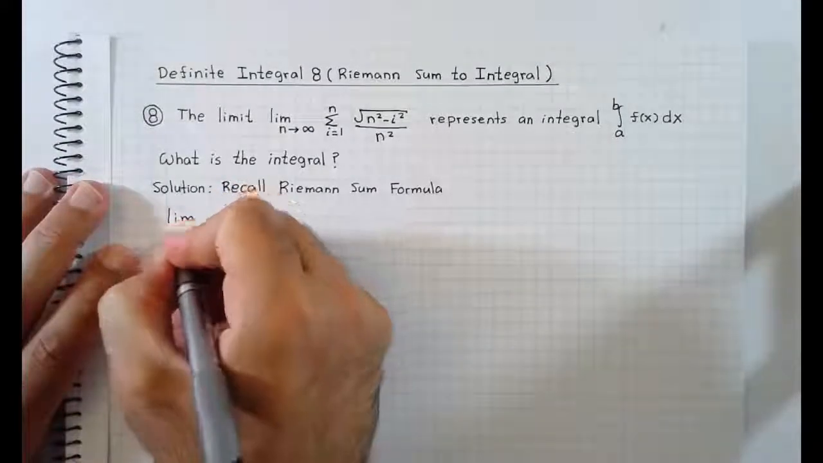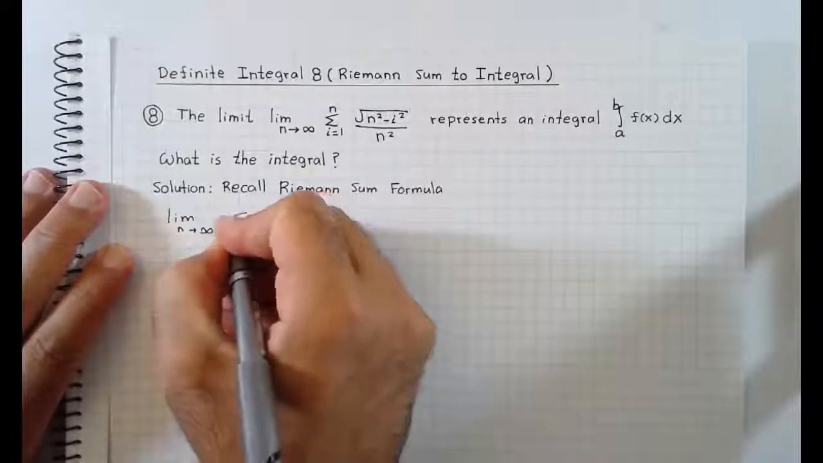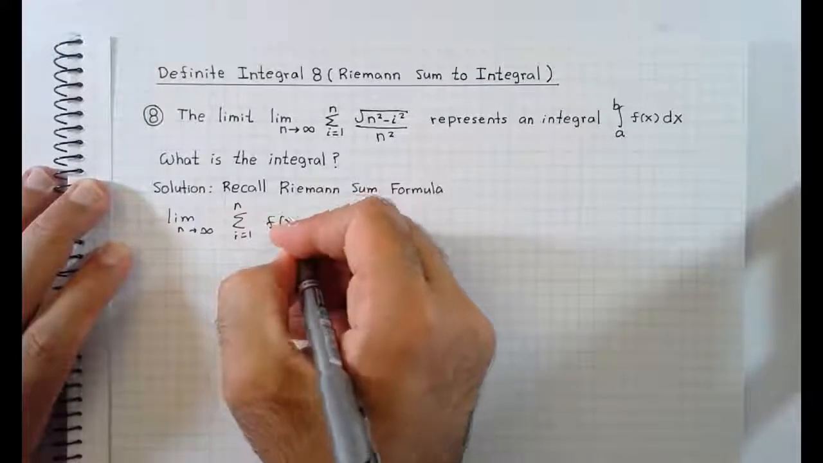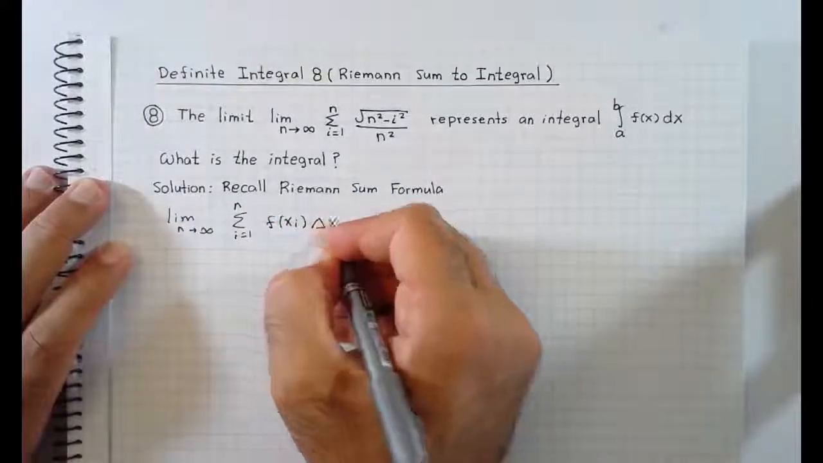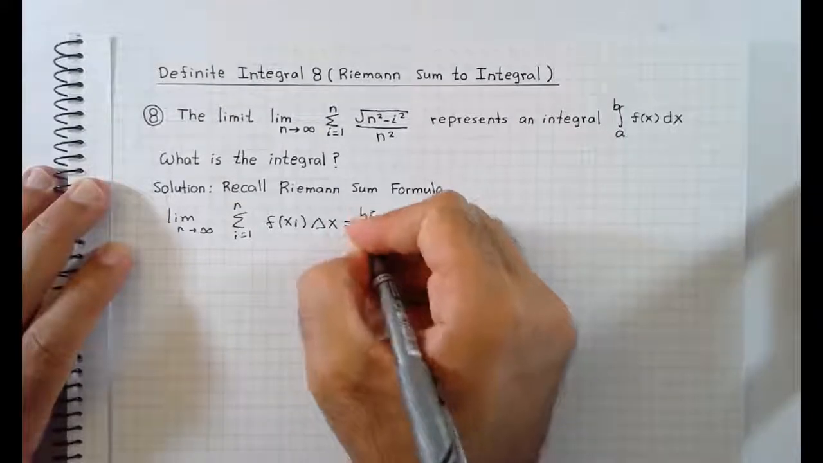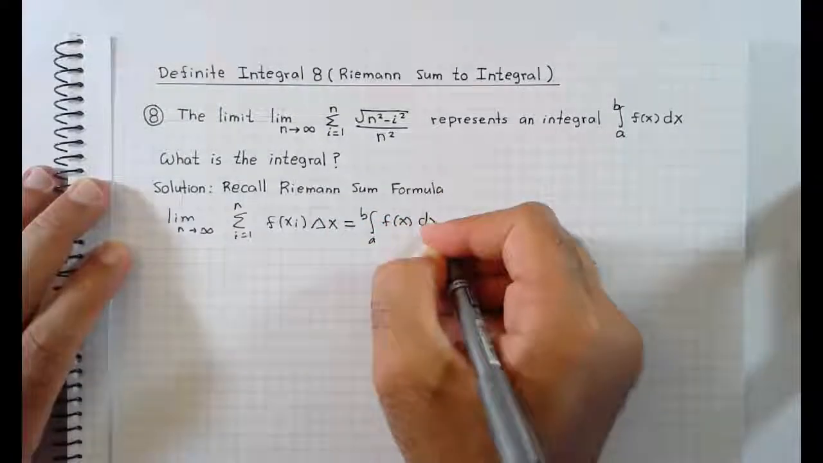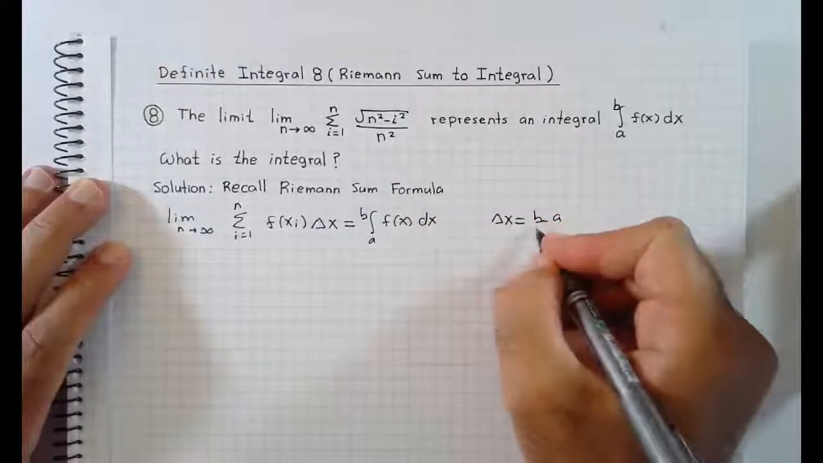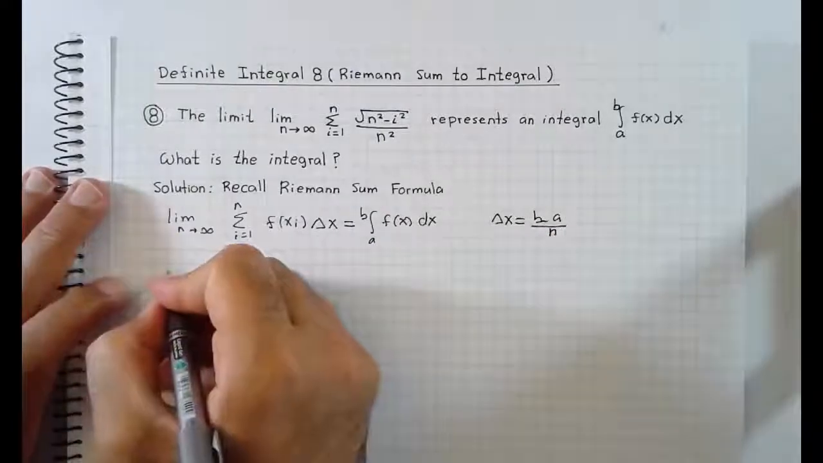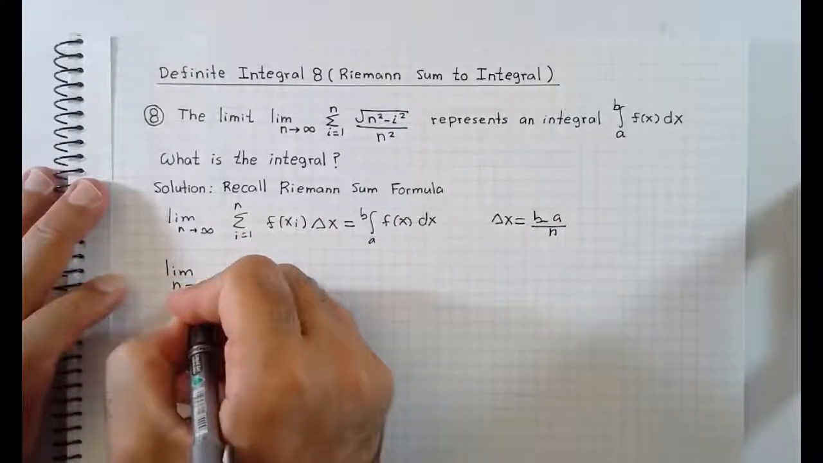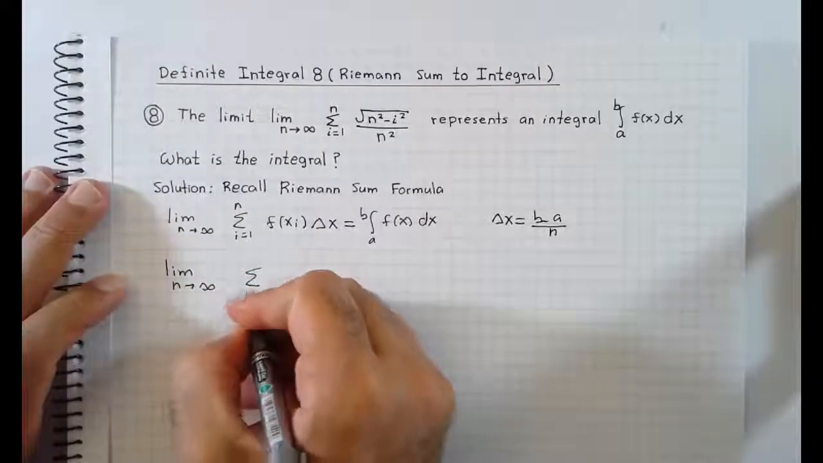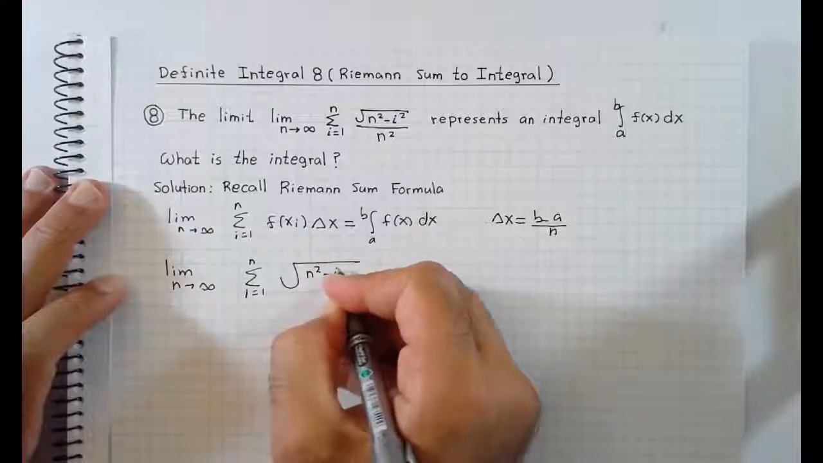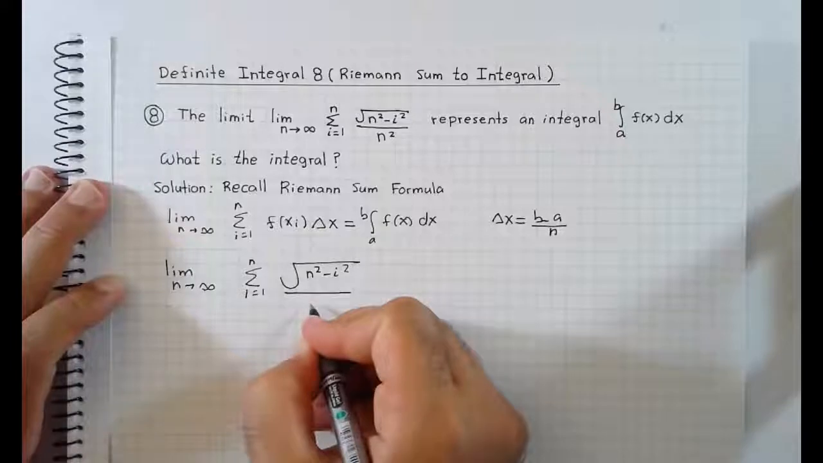The limit as n goes to infinity of the summation from i equals 1 to n of f of xi times delta x is the integral from a to b of f of x dx. This is a right-hand Riemann sum where delta x, with equal partitions, is equal to b minus a all over n. What we're given is the limit as n goes to infinity of the summation from i equals 1 to n of the root of n squared minus i squared all over n squared.